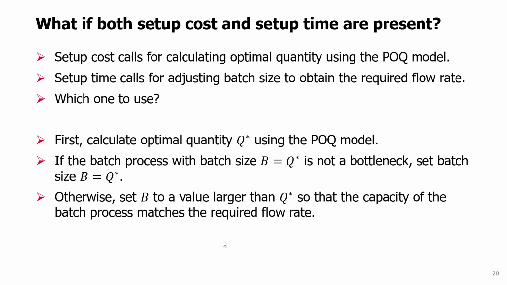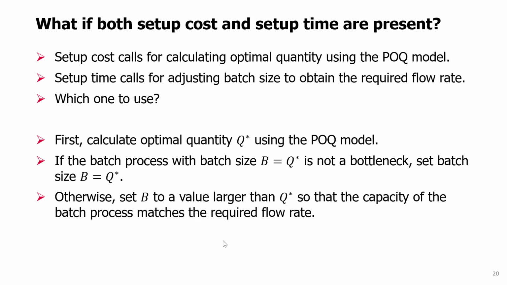So in the previous topic, when we considered batch production, we actually focused on setup time, but now in the production settings, we're focusing on the setup cost. On one hand, setup cost calls for calculating optimal quantity using the POQ model, so the quantity that minimizes the total cost of ordering and holding. On the other hand, setup time calls for adjusting batch size such that we obtain the required flow rate. If you recall, we don't want the system to become a bottleneck, but on the other hand, we don't want too much inventory. So if you think about it, both of those models tell us what quantity to choose.